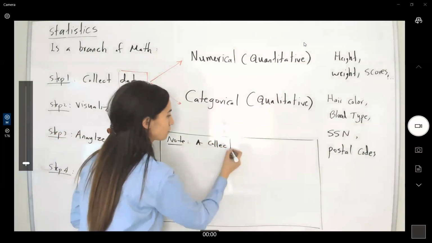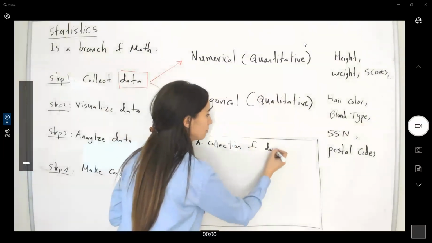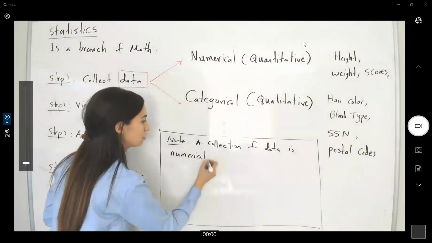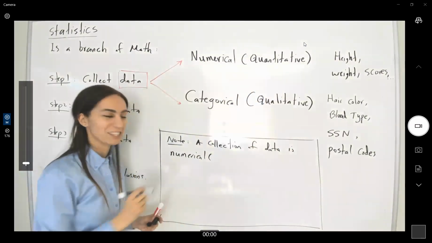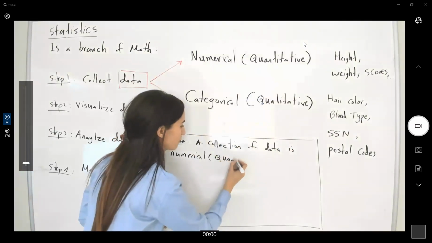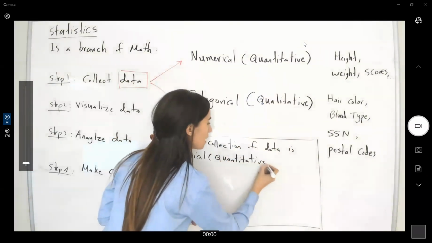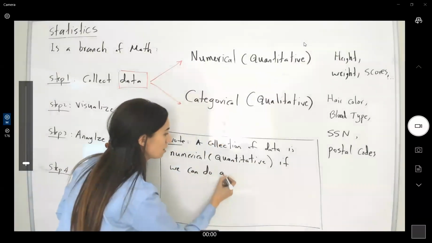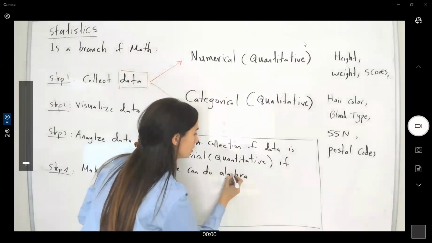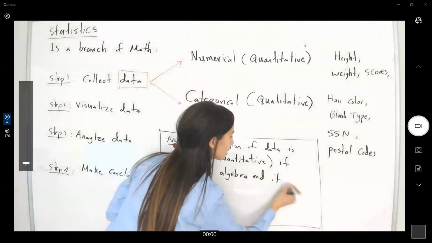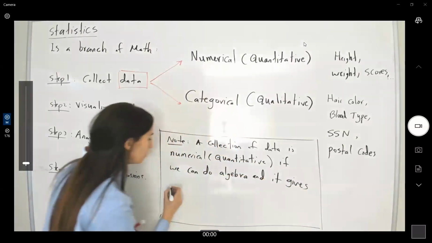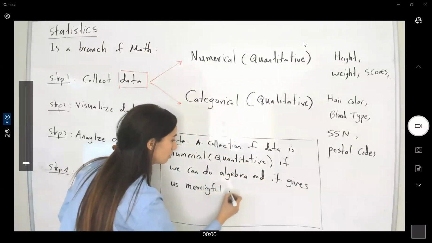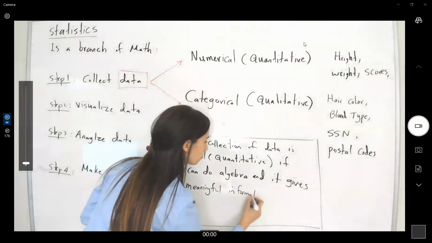So note that. A collection of data is numerical or quantitative if we can do algebra and it gives us meaningful information. What's the meaning of that?